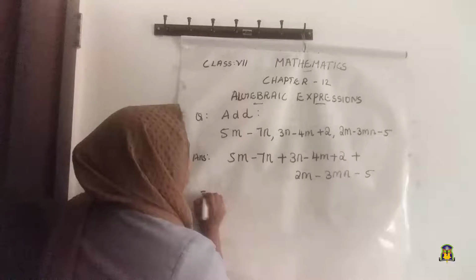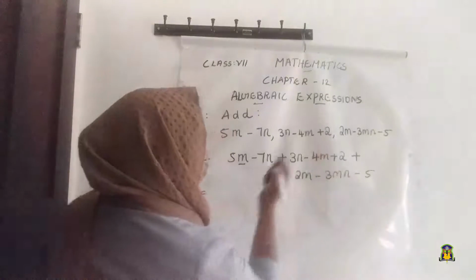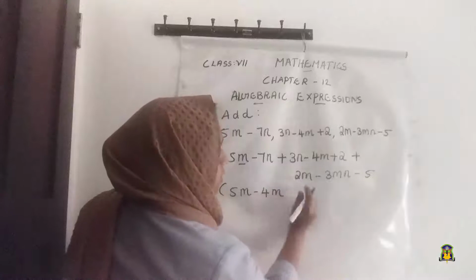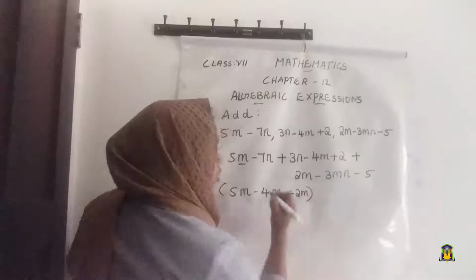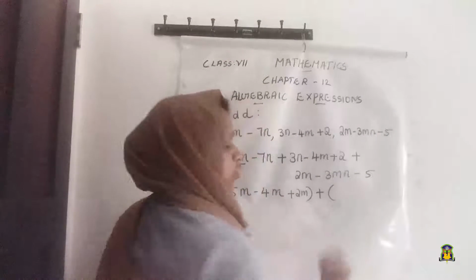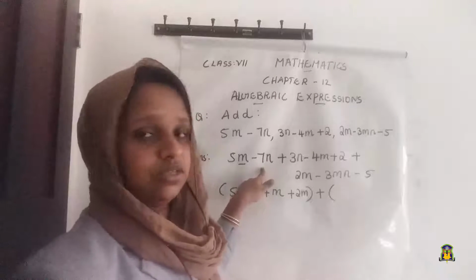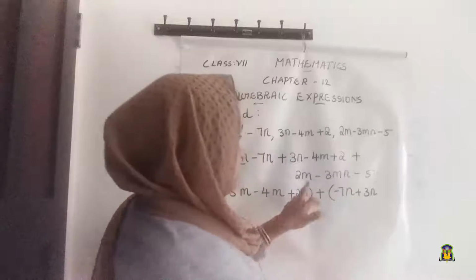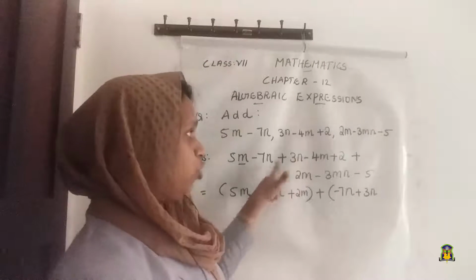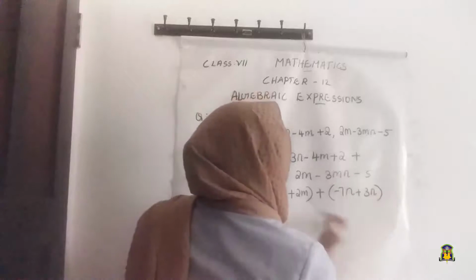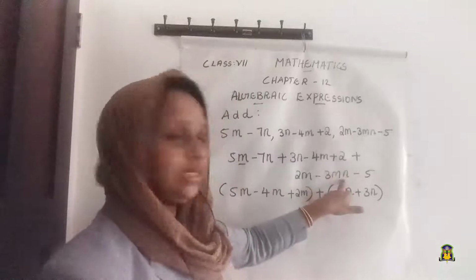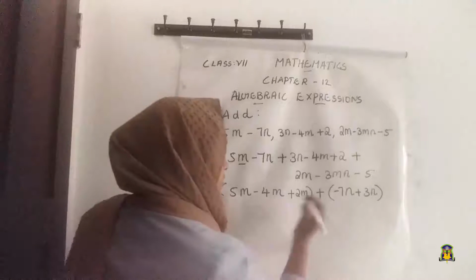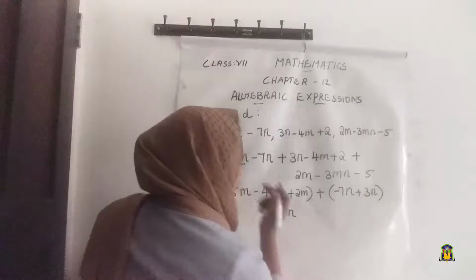So here, see the m terms: 5m, next comes 4m. All that we can enclose in a bracket: 5m minus 4m, next comes 2m plus 2m. Next terms we enclose in another bracket. That means the n terms: minus 7n, then plus 3n. No other n terms are there, only two n terms. Next, before the constant term, the mn term is there, isn't it? No other mn term is there, so we write it as it is: negative 3mn, only one term with mn.